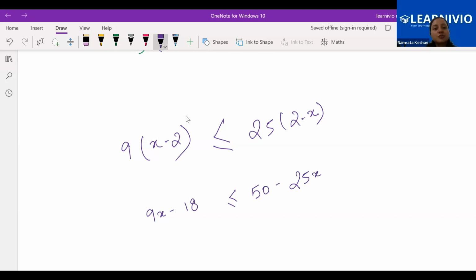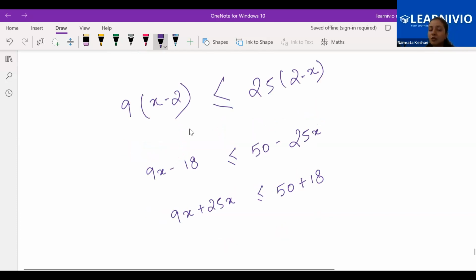So far, any confusion to anyone? No. Now this 25x we can shift to this side. It will be 9x plus 25x, and on that side it will be 50 plus 18. Everything so far we have done just like an equation. Now we will solve it like an equation only. 25 plus 9 is 34. X lesser or equal to 68 by 34. This is how we solve the equation, and this is how we are supposed to solve the inequality. Oh yeah, thank you for telling me.